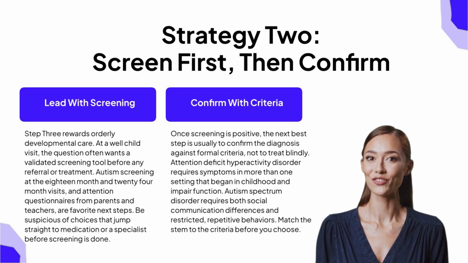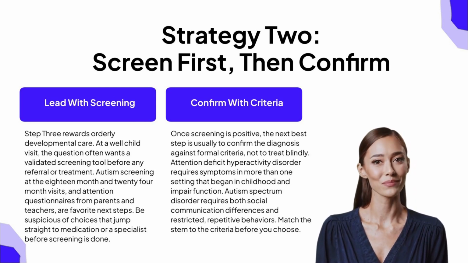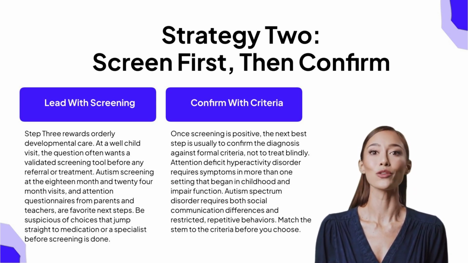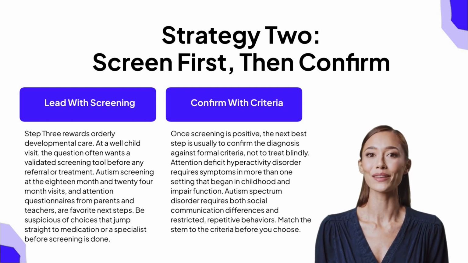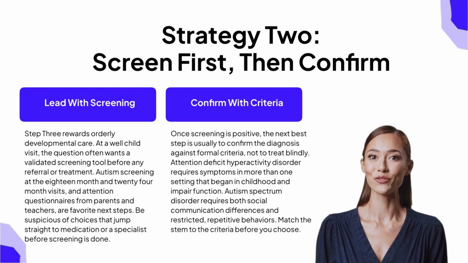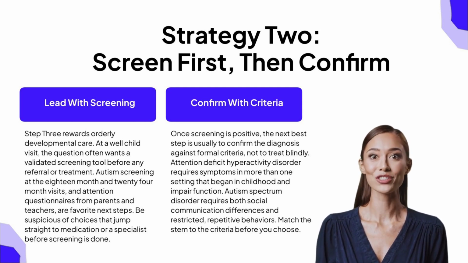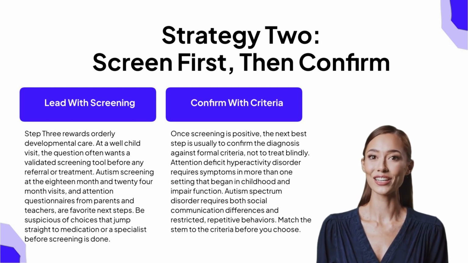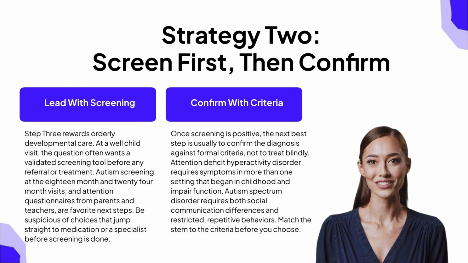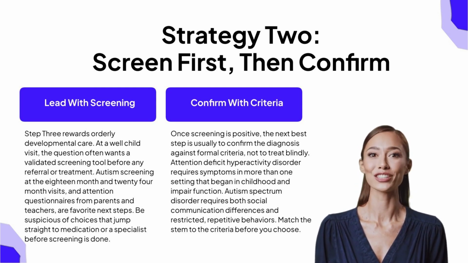Strategy 2 is to screen first and then confirm. Step 3 rewards orderly developmental care. At a well-child visit, the question often wants a validated screening tool before any referral or treatment. Autism screening at the 18-month and 24-month visits, and attention questionnaires collected from both parents and teachers are favorite next steps. Be suspicious of any choice that jumps straight to medication or a specialist before screening is done.